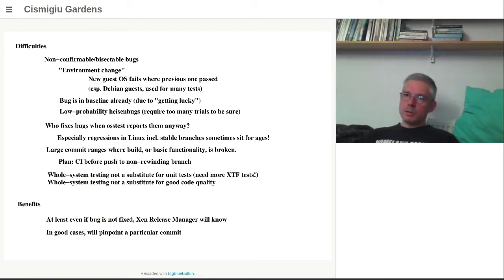And also, testing in general is not a substitute for good code quality. It can help, but it basically just divides your bug rate by a constant factor. Another really good way to get better code quality is just to have better code. But my proposal does at least mean that if the bug isn't fixed, the release manager will probably know, and much of the time it might pinpoint a particular commit that's responsible.